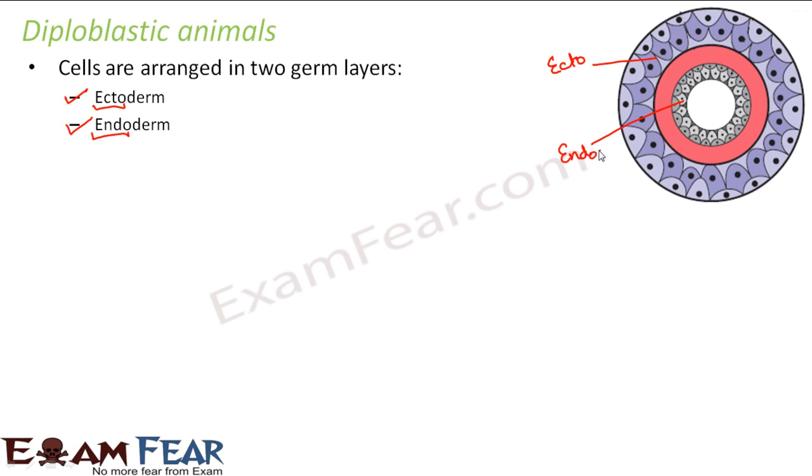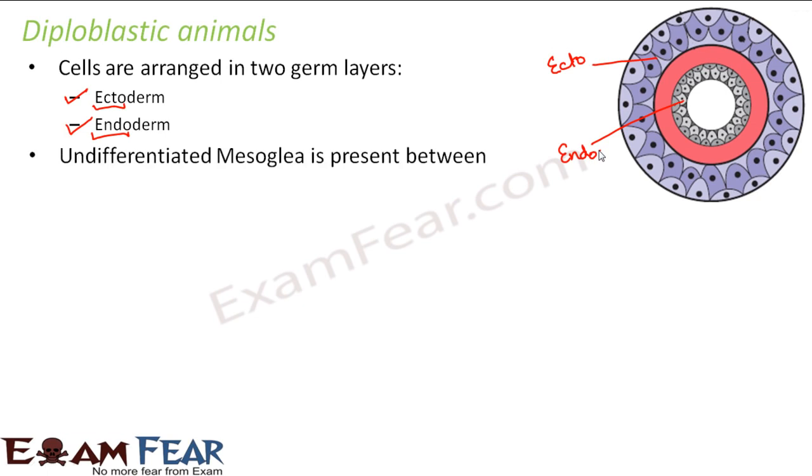As I said, first there is the blastula, which is nothing but a collection of cells. Gradually, some of the cells will move inside and form endoderm. Some of the cells will move outside and form ectoderm like this. Then this ectoderm will give rise to certain things, and this endoderm will give rise to certain things. That is how embryonic development actually happens.